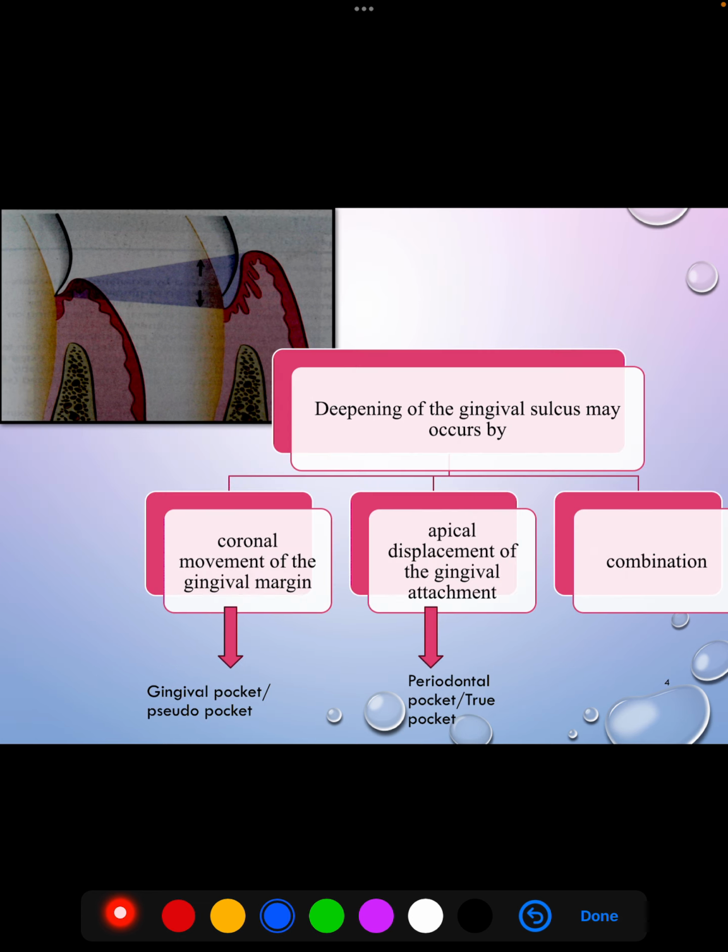Now, the deepening of the gingival sulcus may occur by the coronal movement of the gingival margin, as we can see in this diagram, or it can be due to the apical displacement of the gingival attachment, or it can be a combination of both of these conditions.